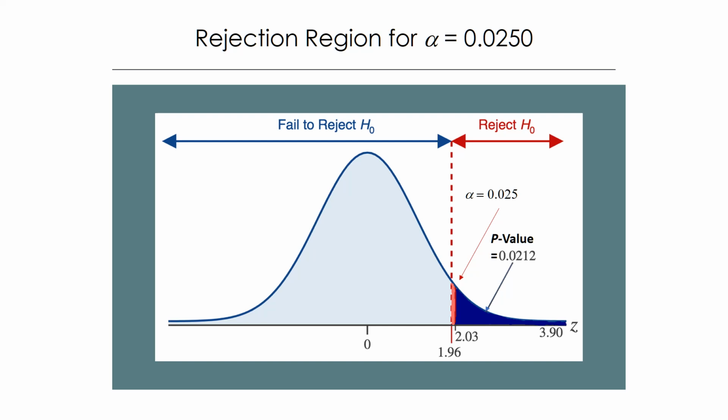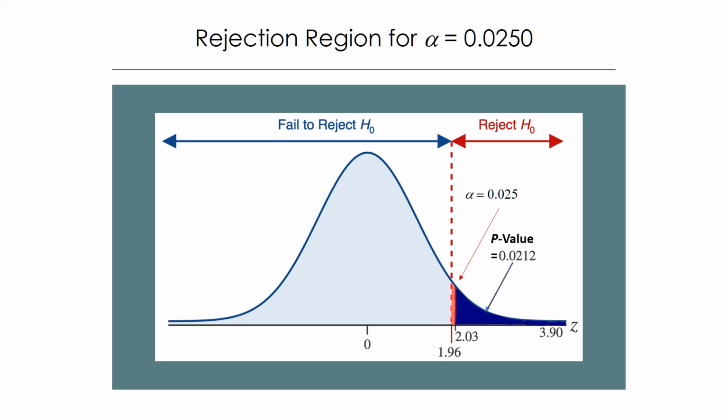rejection region. If we have a test statistic, as in this case of 2.03, that's in the rejection region. So we reject the null hypothesis. That corresponds to a p-value being smaller than alpha.